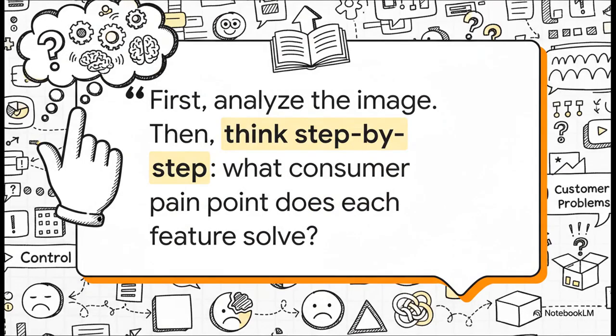Next up is the reasoning step. And this is where the magic really starts. We are explicitly telling the AI to think before it acts, analyze the picture, connect the dots between features and customer problems. But, and this is critical, do not write the final output yet. This forces a much deeper analysis.